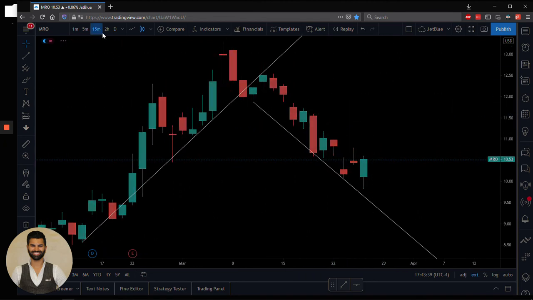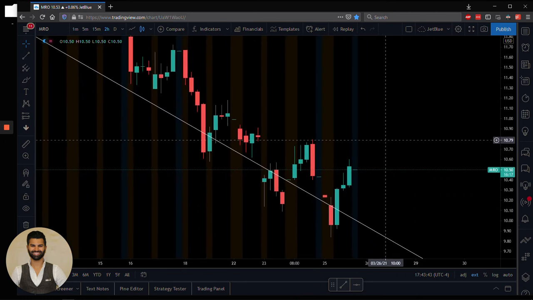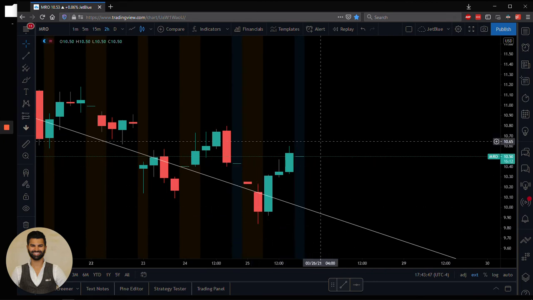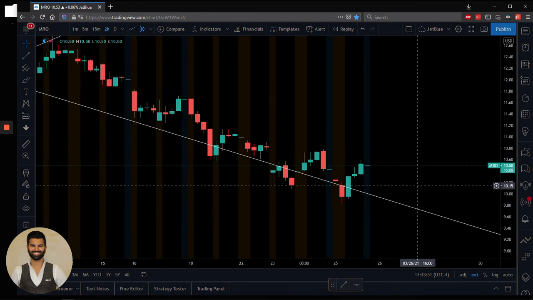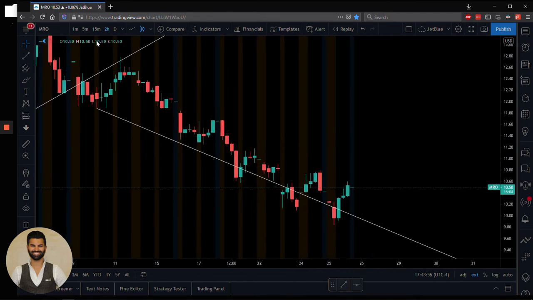Let's go to the 2 hour. Still to the downside, but I'm liking this 3 candle formation right here to the upside. So let's see what happens. Let's see what happens. Let's go to the 15.